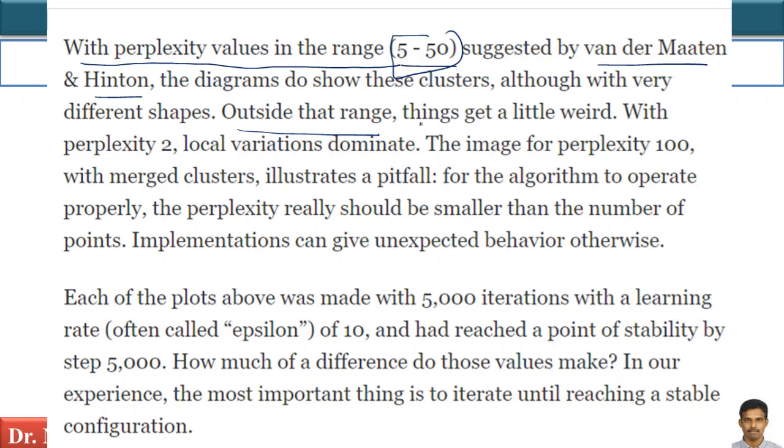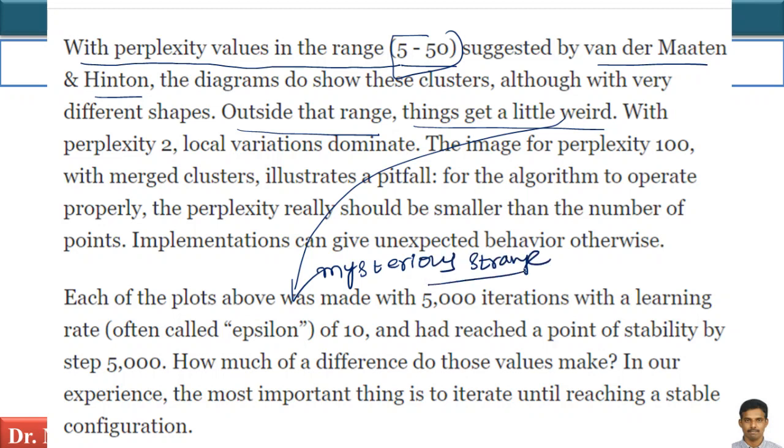Outside that range, things get a little weird. We are taking the range of 5 to 50, isn't it? Outside the range means if you take more than 50 or less than 5, what happens? It shows mysterious, strange behavior. That's why we restricted this perplexity value to between 5 and 50.